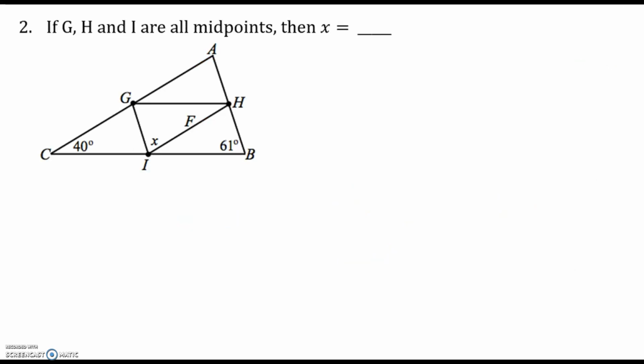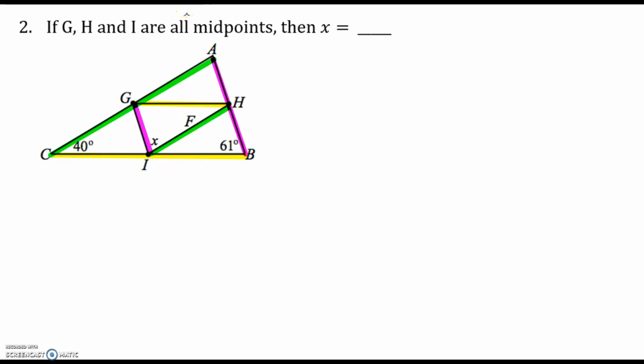Going on to this next one. If G, H, and I are all midpoints, then we have multiple midsegments going on here. Because G and H are midpoints, then GH is a midsegment that's parallel to and half of BC. IH is parallel to and half of AC, and GI is parallel to and half of AB.